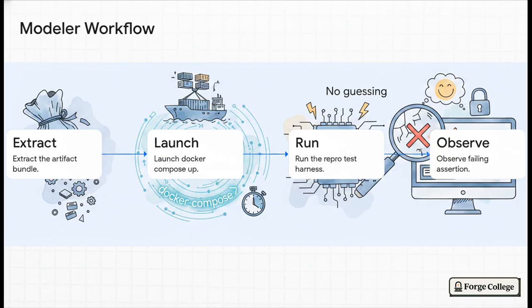Step 1, extract the bundle. Step 2, launch a container environment, maybe just typing docker compose up. Step 3, run your repro test harness. And Step 4, immediately observe the failing assertion or state change on the smart contract. There is zero guessing and absolutely no rebuilding required.